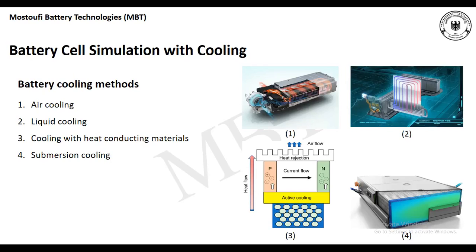In this session, we're going to have a battery cell simulation with cooling. In industry, we have 4 different battery cooling methods. The first one is air cooling, the second one is liquid cooling, third one is cooling with heat conducting materials, and the last one is submersion cooling. For each different method, you can see a specified picture on the right side.